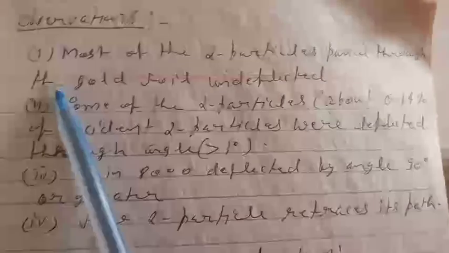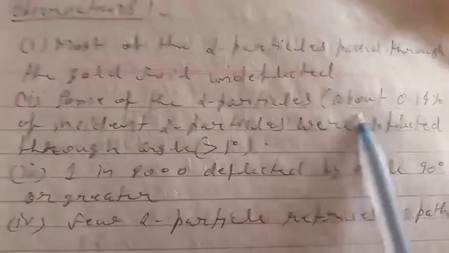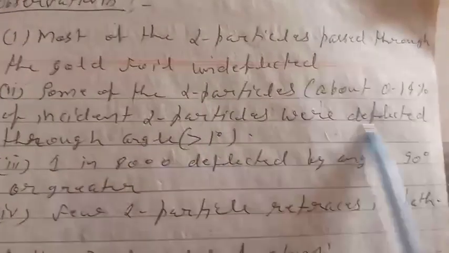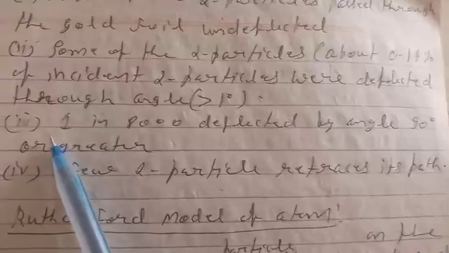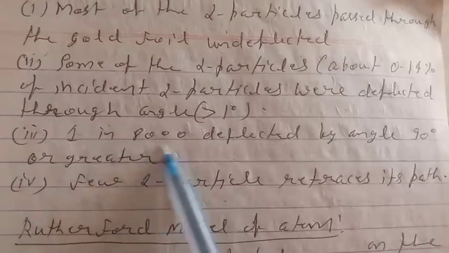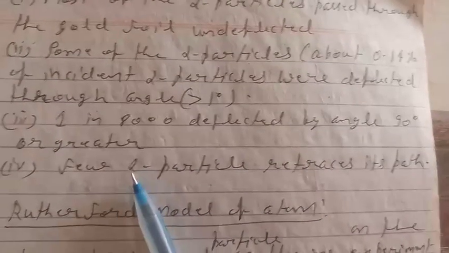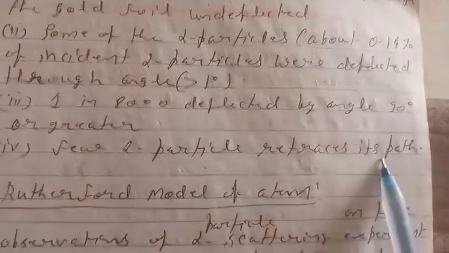First observation: most of the alpha particles pass through the gold foil undeflected. Second, some of the alpha particles, about 0.14% of incident alpha particles, were deflected through an angle greater than 1 degree. Third, 1 in 8,000 were deflected by an angle of 90 degrees or greater. Fourth, few alpha particles retrace their path.